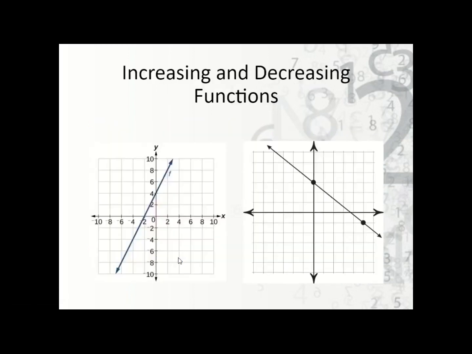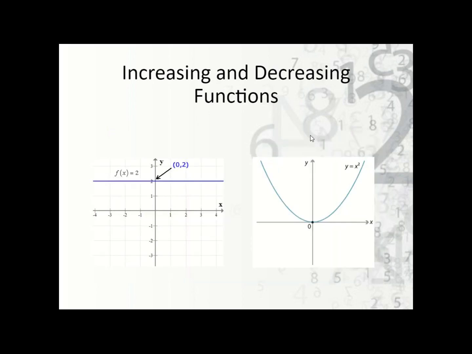So here's some examples. So we have a graph here, and as we look from left to right, it is obviously going upward. So this is an increasing function. This one here, as we go from left to right, is going downward, so this is a decreasing function. This one here is a flat horizontal line, so this is a constant function.